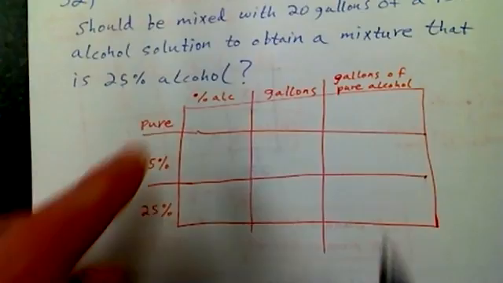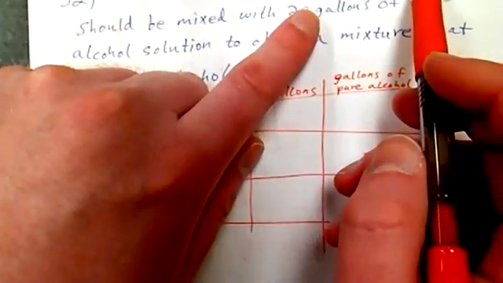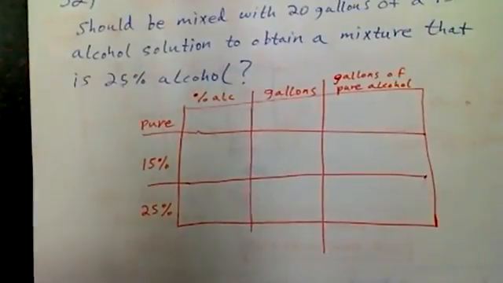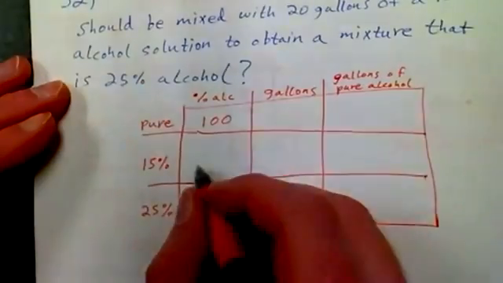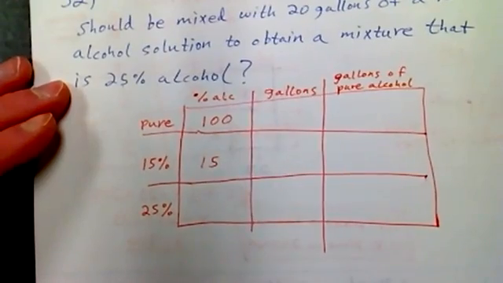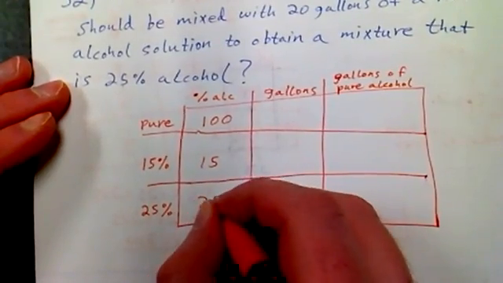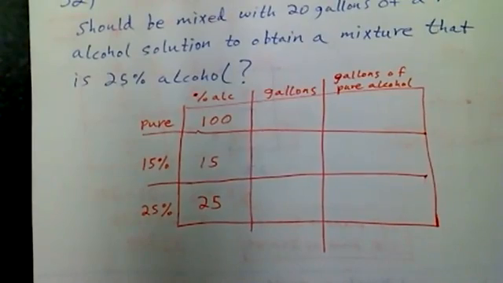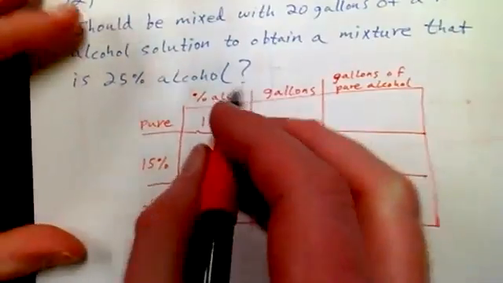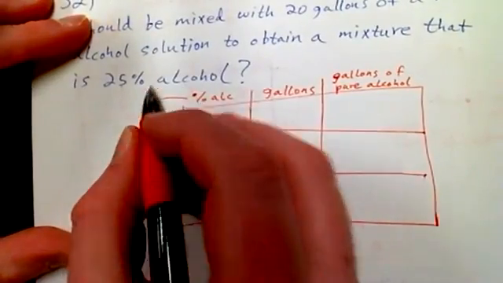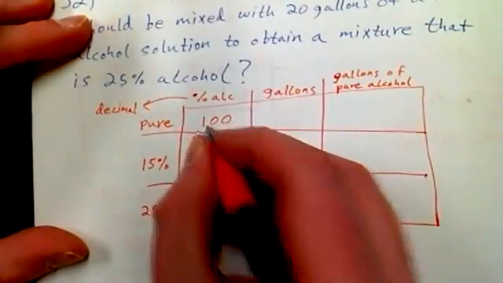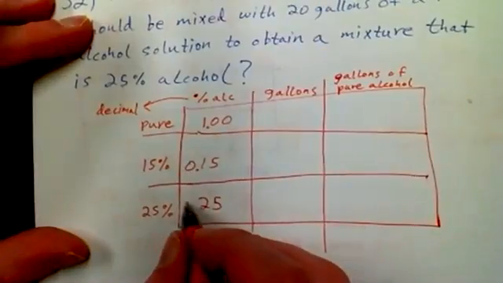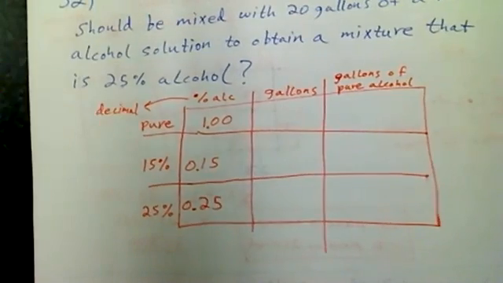So we know pure alcohol is 100%, and that's what we're going to want to know. So I know the percent alcohol for pure is 100. For the 15%, it's 15. And of course, for the mixture, it's 25. Okay. And I'll add this in, I think this is a good idea. I'm going to write it as a decimal. Okay, so this is 1.0, this is 0.15, this is 0.25.